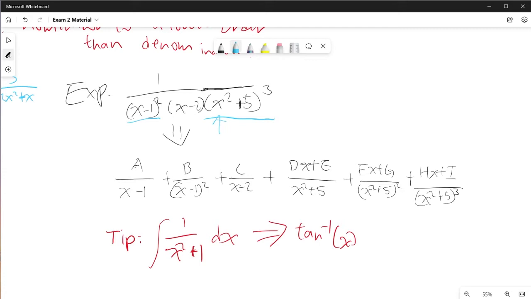We have, first of all, the repeated linear term, x minus 1, and then x minus 1 squared, right? Then I'll use a and b, and then c for x minus 2, that's just one linear term. Then I have 3 terms for repeating x squared plus 5 three times, and each time I have a constant plus an x term, right? dx plus e, fx plus g. These are all needed because of the higher power of x squared that cannot be reduced.